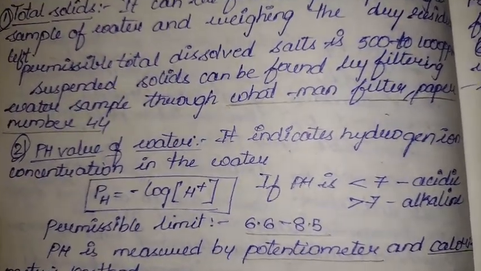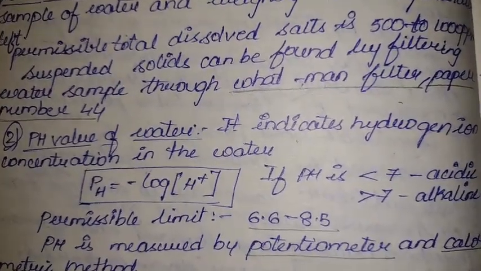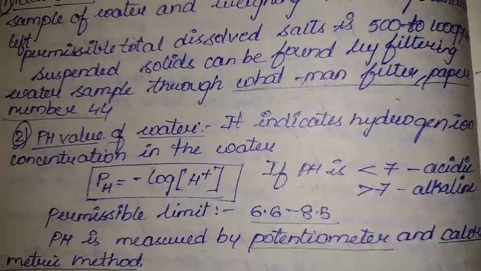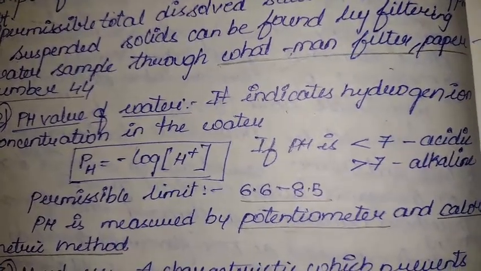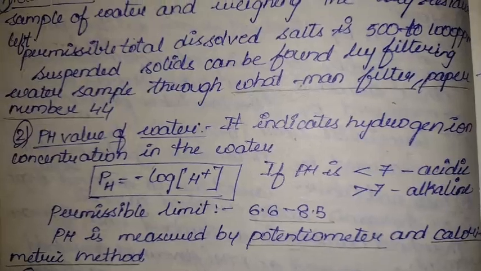We also have suspended solids, that is, we can see them with our naked eye. So we can simply get that by filtering it. So we are using a Whatman filter of size 44. By filtering that, whatever material has been left on top is treated as suspended solid.